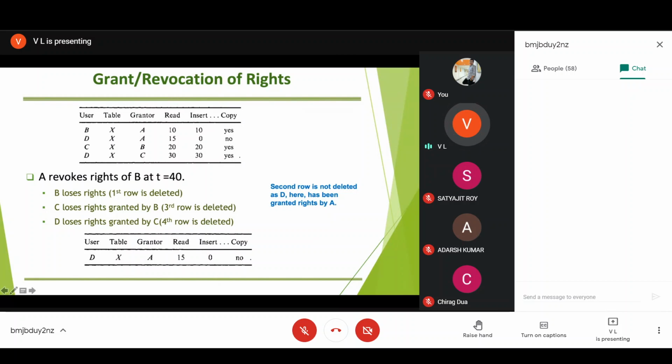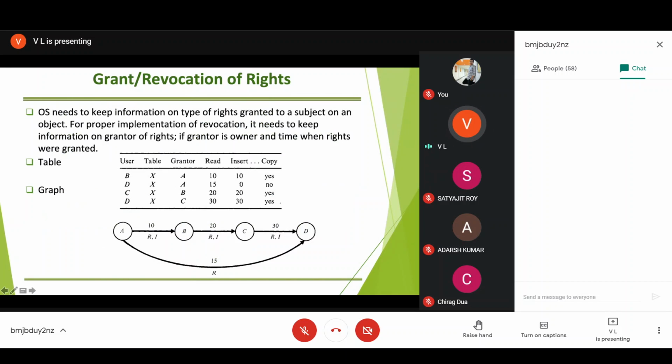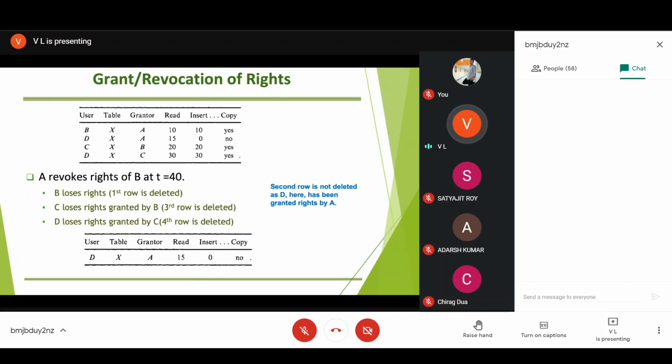Now let's say at time T equal to 40, A revokes right of B. So now at time T equal to 40, B does not have any rights associated with it. Now what happens to C? Naturally, before that, this was the situation. So A has granted right to B at time 10, and this was the situation. But now if the rights of B are revoked, then this particular row has to go, because the rights have been revoked.